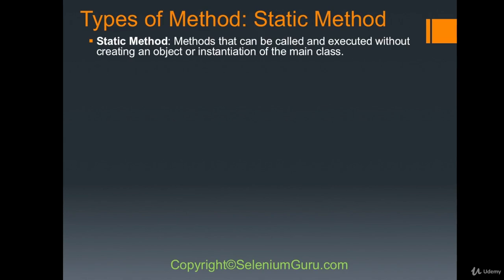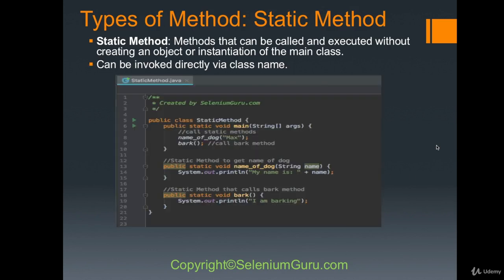Static methods are basically methods that can be called and executed without creating an object or instantiation of the main class. So far, we've been calling all static methods because when we created a method, we did not create an object. Till now, all we've been doing is creating static methods and calling static methods. It can be invoked directly via the class name as well.